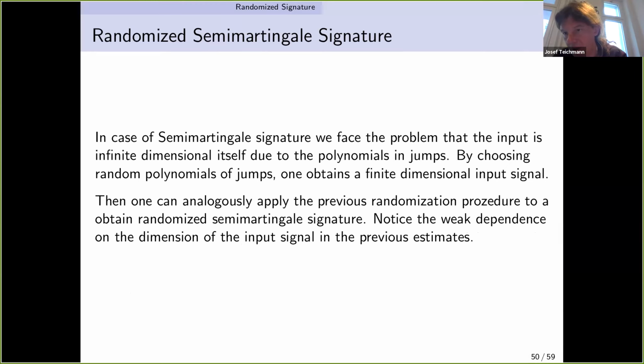Similar you can do for semi-martingale signature. The only difference is that in semi-martingale signature, you have to do two Johnson-Lindenstrauss projections. One projection takes care of the jumps, and the other one takes care of the stochastic integral parts, which we actually have there. And one has to make a little bit of analysis with that, but finally one obtains a very similar randomized semi-martingale signature result.